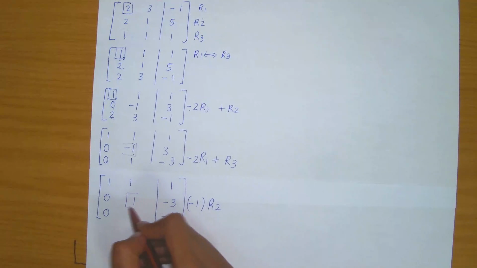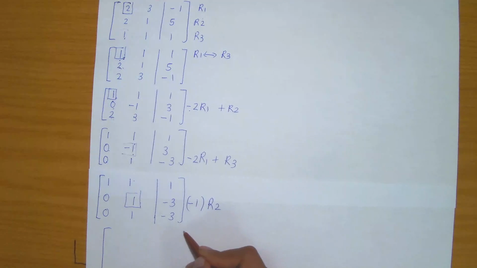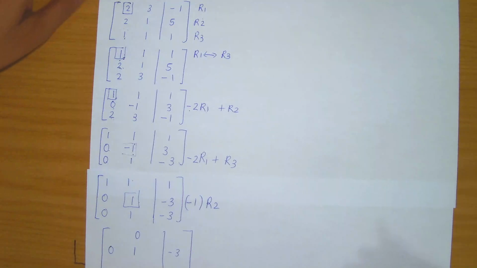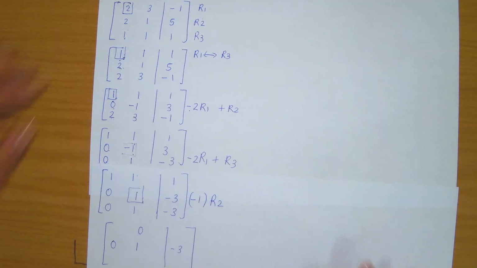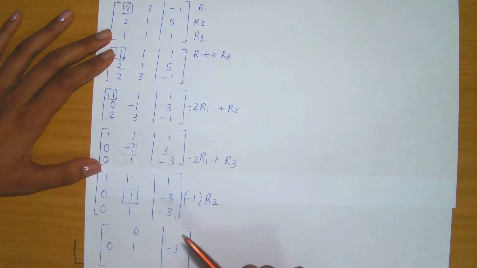What do I now need to do? There is my pivot entry. I now need to create a 0 above it and a 0 below it. So how do I create a 0 above and below? Firstly, let's copy down row 2, since it already has the desired entry that we want, so it's unchanged. I now need to create a 0 above it. So remember, the row operation says that you take a constant multiple of the row containing the pivot entry and you add it to the row that you're working with.